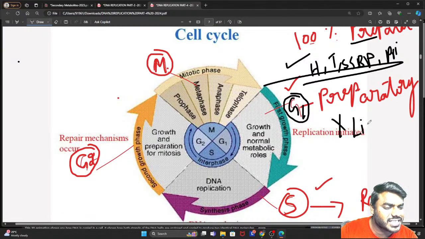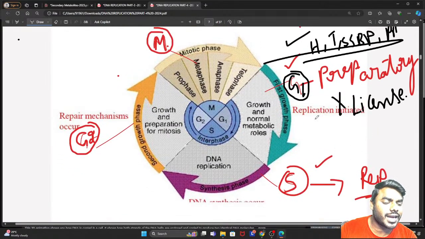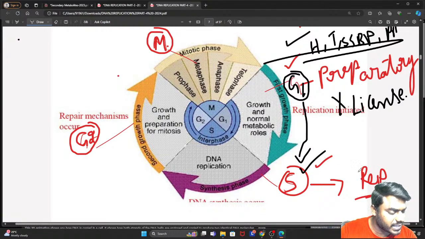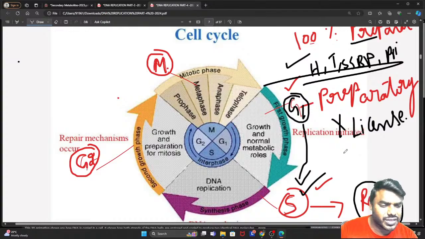They do not have a license. They do not have a license to start the DNA replication in the G1 phase. They will get the license only in the S phase. That's why the cell enters into the S phase. Then only the cell undergoes the DNA replication, that too in the S phase.